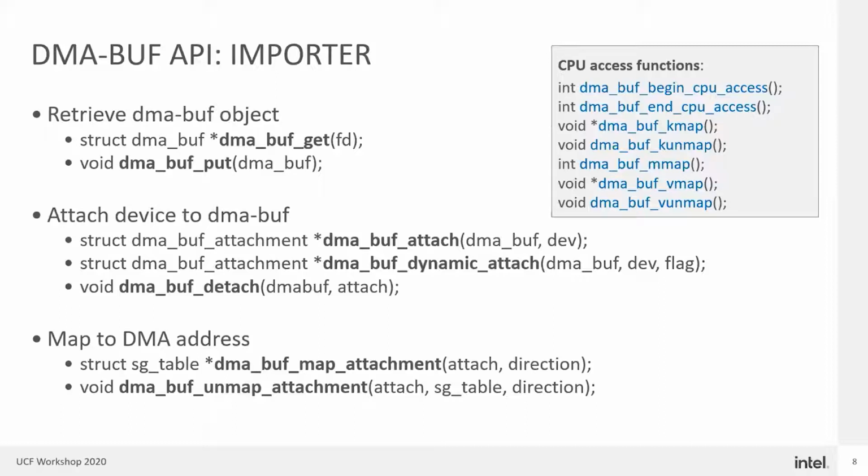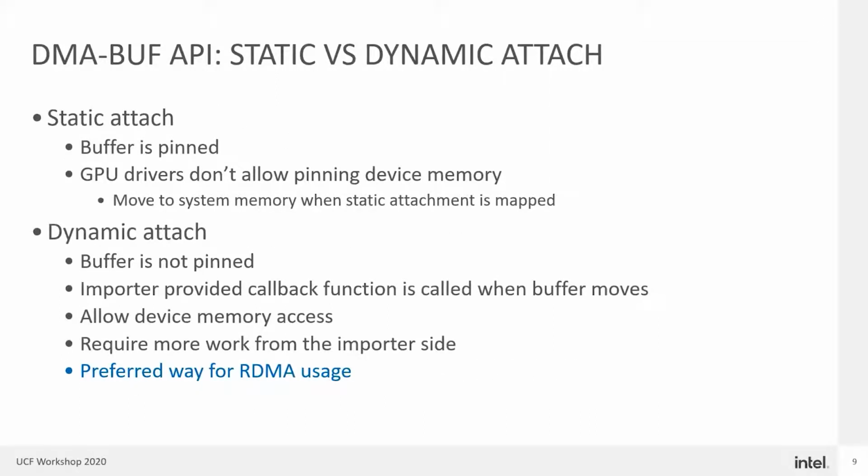And the fourth class is the CPU access, which is listed on the right-hand side of the screen. In this API, there's one thing you need to notice, which is the type of attachment of the importer to the DMA buffer. The attach can be static or dynamic. For static attach, the buffer is pinned to the memory, so the pages are fixed. The problem is the GPU driver usually doesn't allow pinning device memory. So when you try to do a static attach, the GPU driver will actually move the buffer to system memory. That is not really what we want for DMA operation.